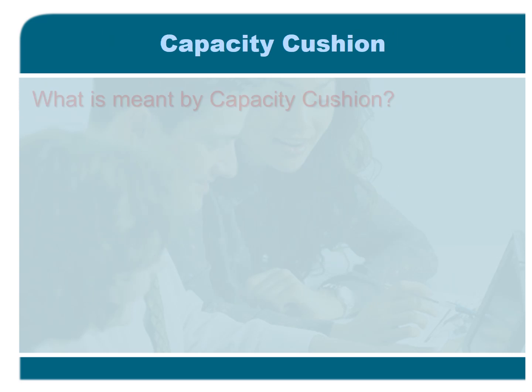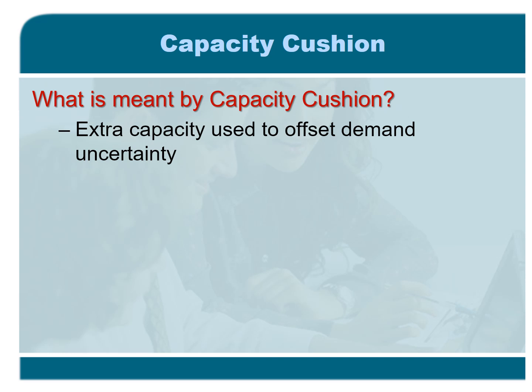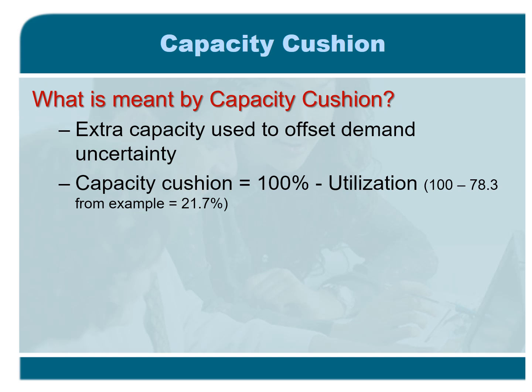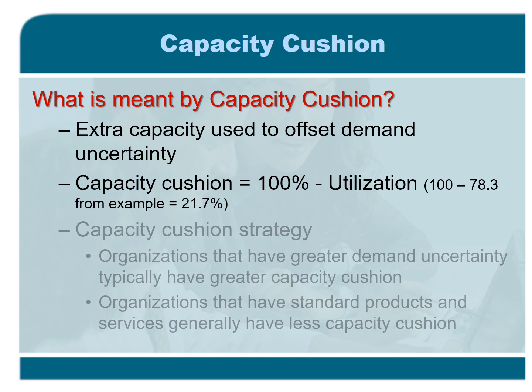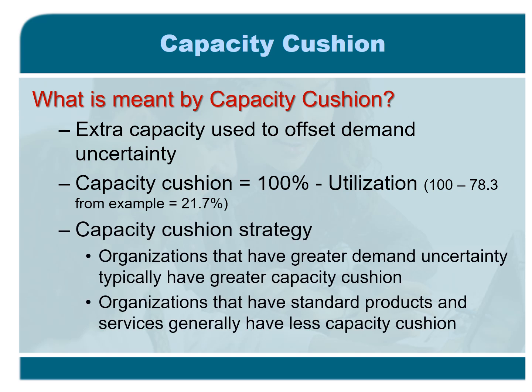Everybody wants to have a capacity cushion. What is meant by that? It's extra capacity used to offset any demand uncertainty. So capacity cushion equals 100% minus utilization. For our example, we have 100% minus 78.3%, so we have a 21.7% capacity cushion. The strategy is that organizations that have greater demand uncertainty typically have a bigger capacity cushion. Organizations that have standard products and services generally have less capacity cushion because they know pretty much what their demand is.